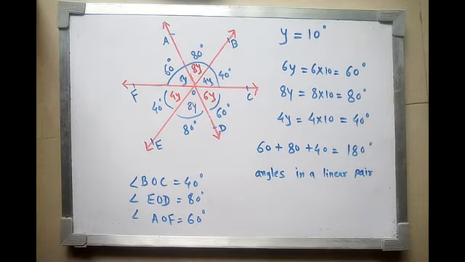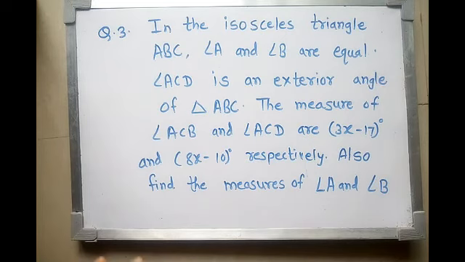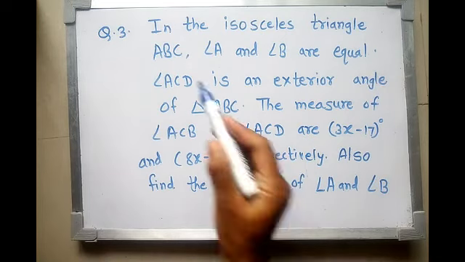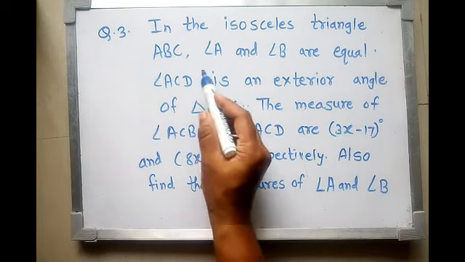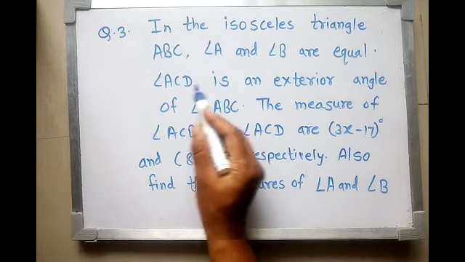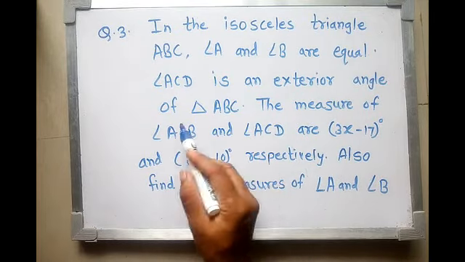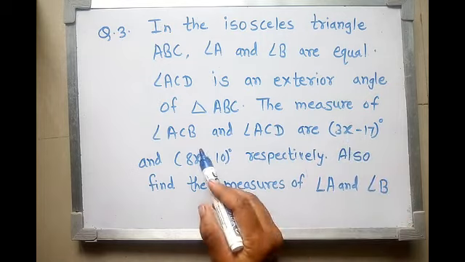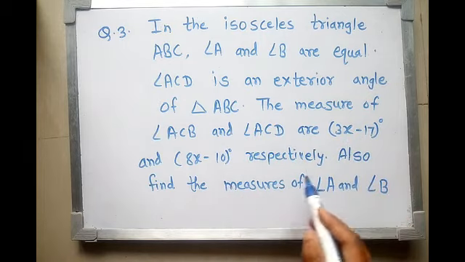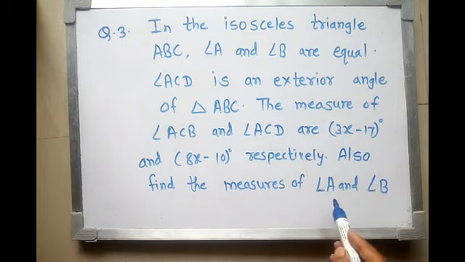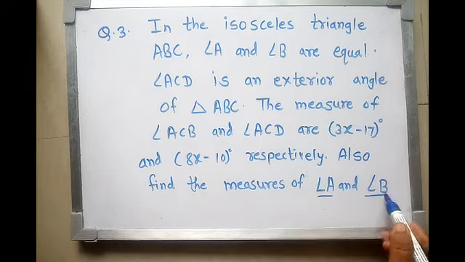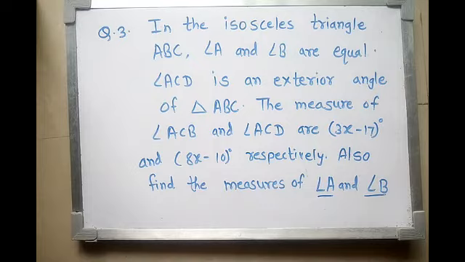Question 3. In the isosceles triangle ABC, angle A and angle B are equal. Angle ACD is an exterior angle of the triangle ABC. The measures of angle ACB and angle ACD are 3x minus 17 and 8x plus 10 respectively. Also find the measures of angle A and angle B.